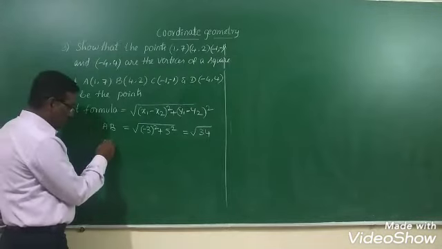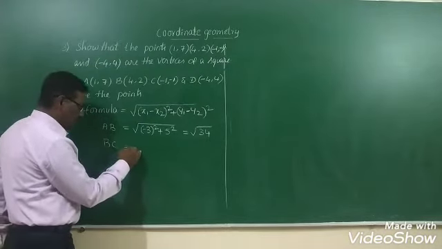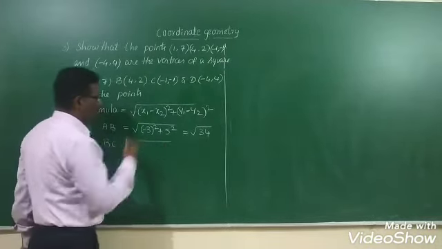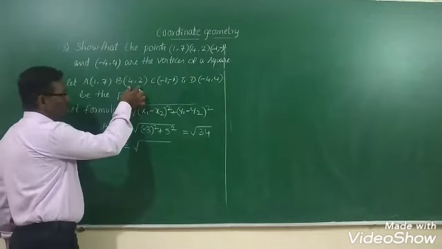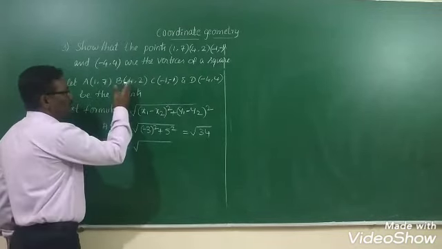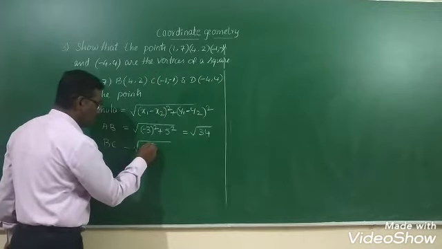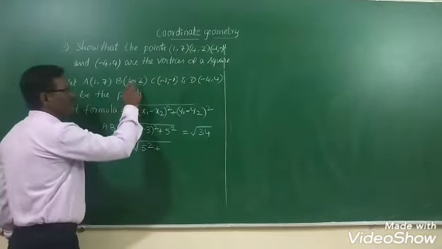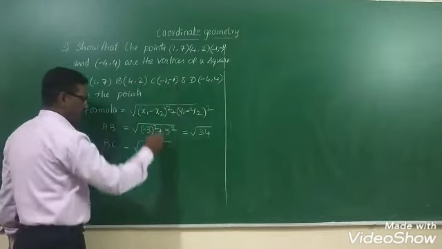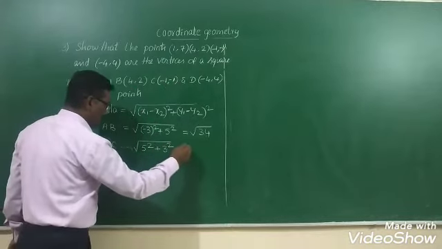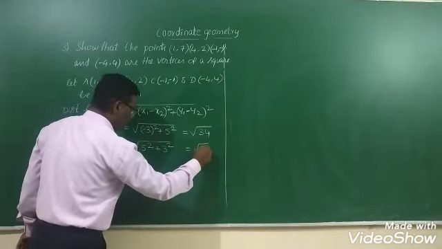Yes, we have to find out BC. Now, BC is equal to square root of, B is the first point, C the second point. 4 minus of minus 1, 5 square, 2 minus of minus 1, 3 square. Again it will be root 34.